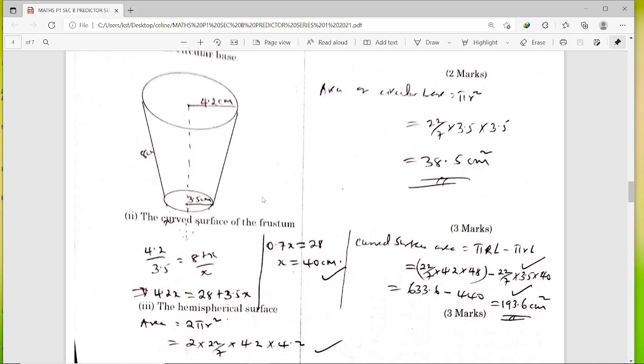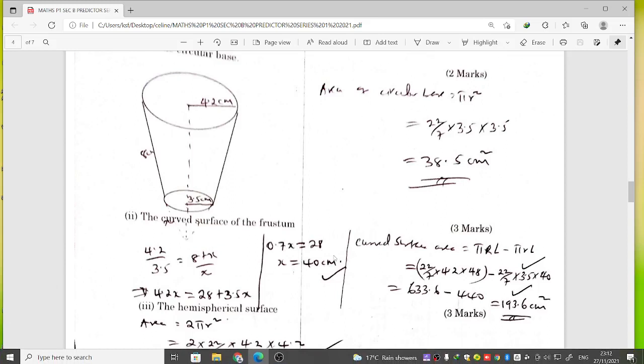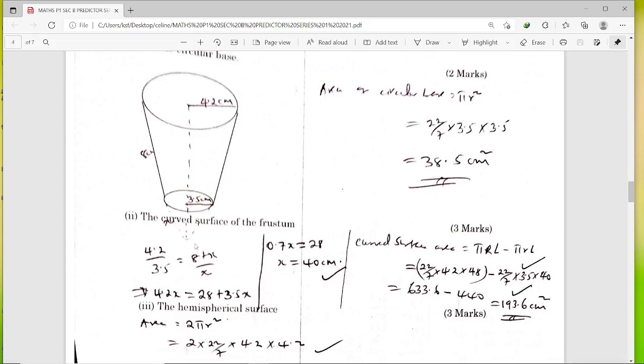So if I use similarity and enlargement, then I talk about 4.2, that is the larger radius, all over 3.5 equals the larger slant height, which is 8 plus x, all over the smaller slant height, which is x. So you cross multiply, you get 4.2x equals 28, that is 8 times 3.5 gives you 28, plus 3.5x. So x comes together. 4.2 minus 3.5 gives you 0.7. 0.7x equals 28. We divide by 0.7, you get x as 40. And therefore, if x is 40, the larger L is 48 and the smaller L is 40.